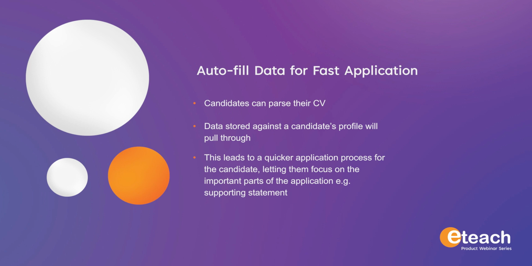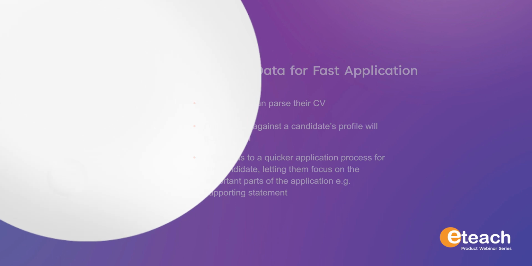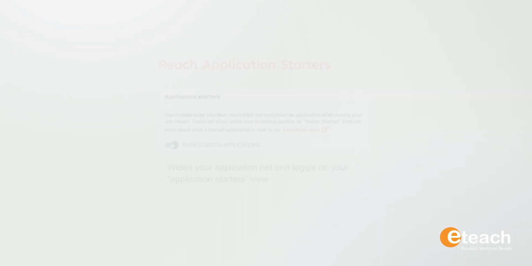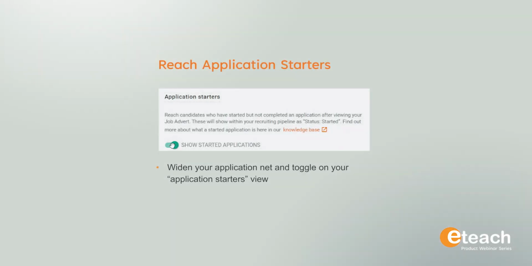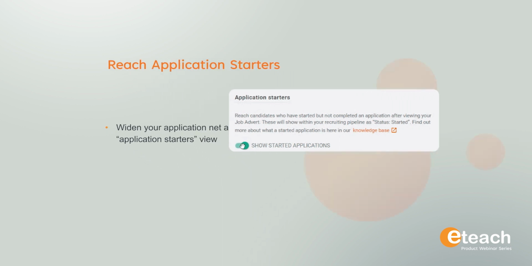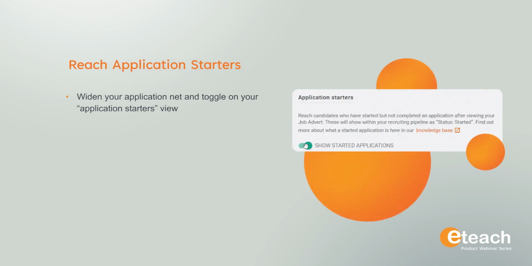The candidate can then spend their time looking at your person specification, your job description, researching the school that they're looking to apply for, and write that all-important supporting statement that will help you decide, do I want to bring this candidate to interview? You can widen your application net and toggle on application starters. When you're looking at your hiring pipeline via Eteach, you'll be able to see candidates that have not only applied but have started their application as well.